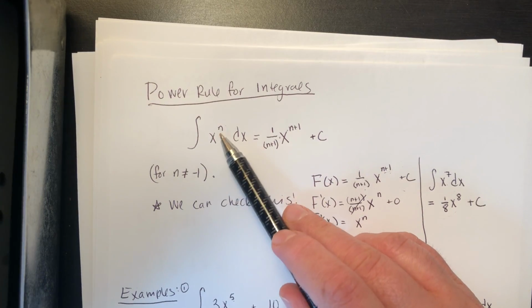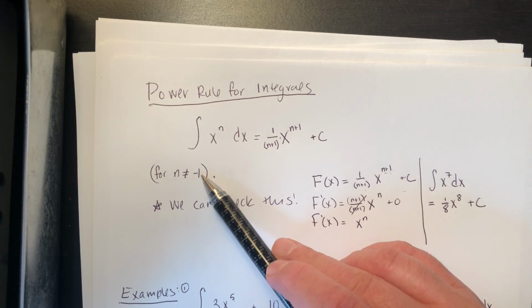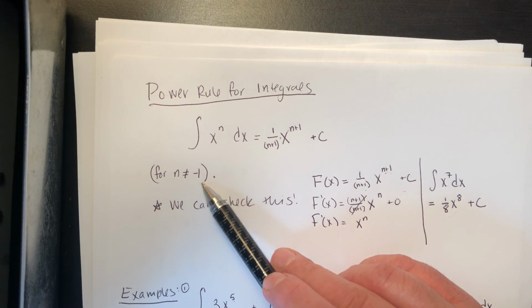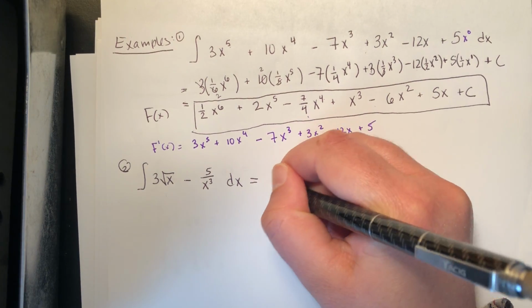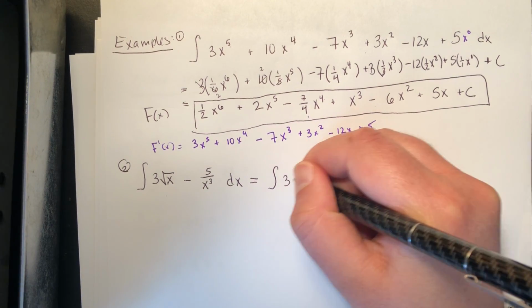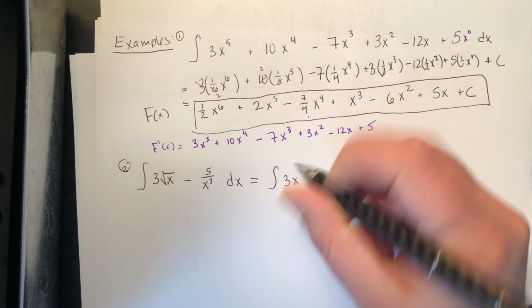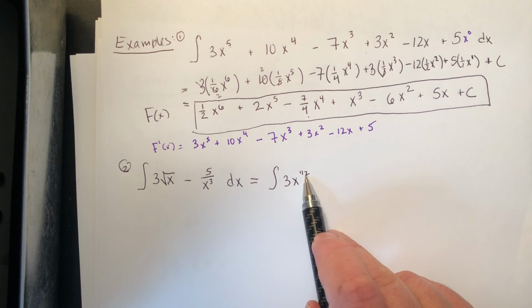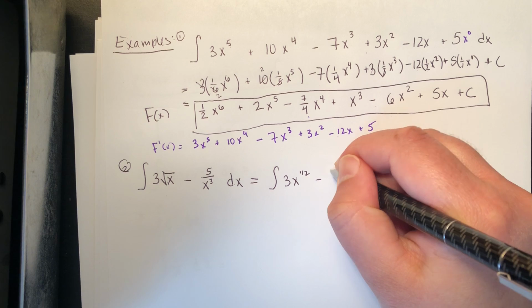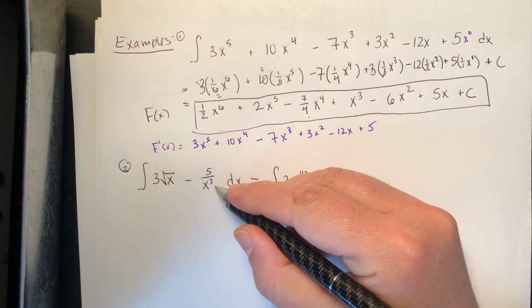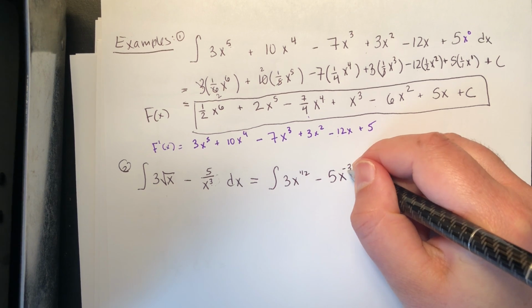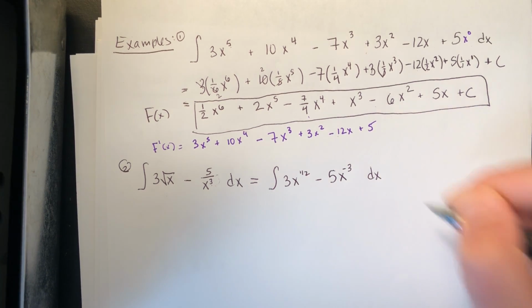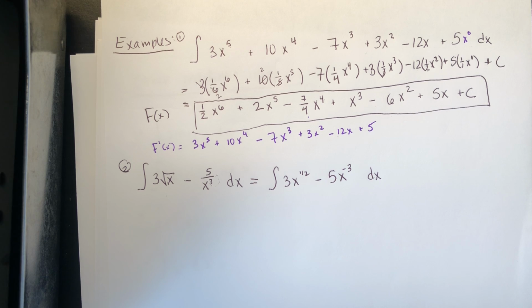The power rule is going to work for any exponent as long as your exponent is not equal to -1. We'll talk about why in the next video. But I could rewrite this original function here. Find the indefinite integral of 3x to the 1/2 power, by rewriting the radical as a fractional exponent, minus 5x. If I wanted to bring this up to the top, I'd have to change the sign on the exponent, so 5x to the -3 power. We're going to take that antiderivative with respect to x.